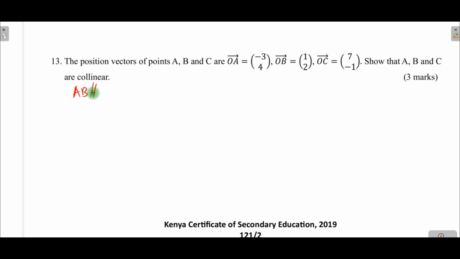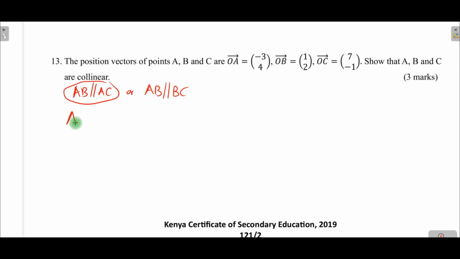AB is parallel to AC, or maybe AB is parallel to BC, and also you have to show that there is a common point. And therefore I'll just consider this one. You can try the other one later. And you also have to show one is a scalar multiple of the other one.